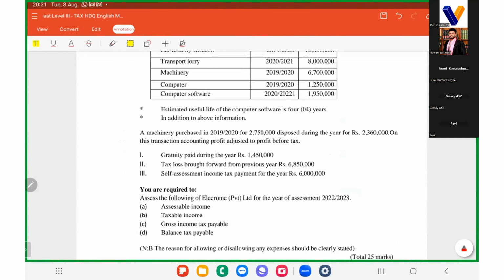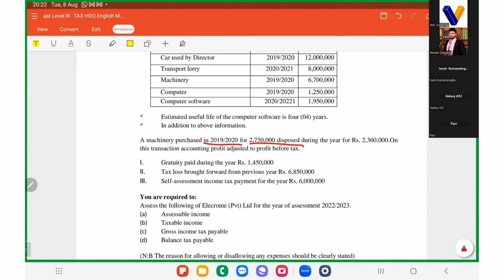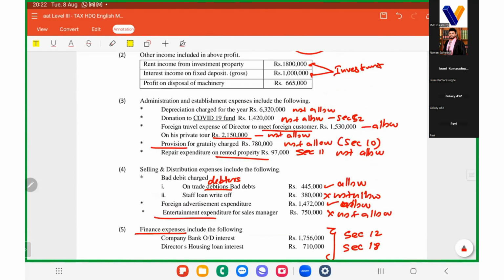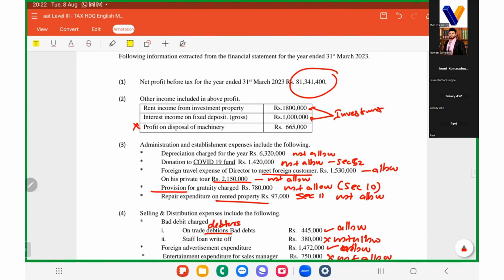In addition to the above information, a machinery purchased in 2019/20 for 2.75 million was disposed of during the year of assessment for 2.36 million. Accordingly, the profit must be adjusted to the profit before tax, we have to do that, right? That information is relevant to the profit on disposal of the machinery, which is a business asset.